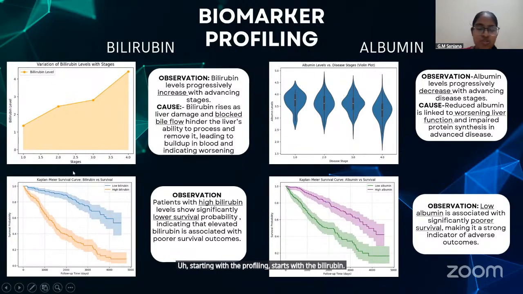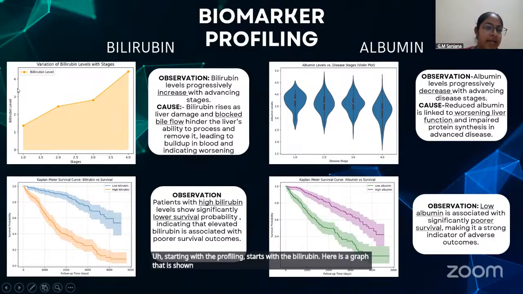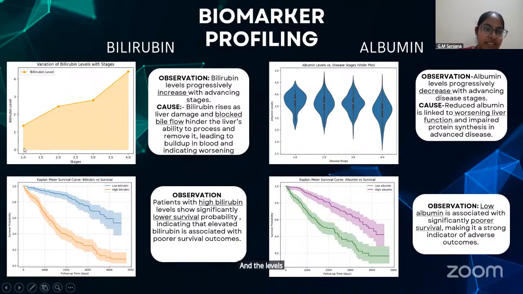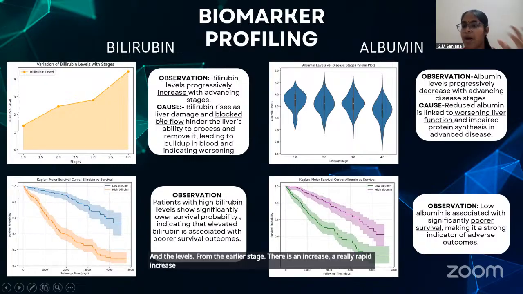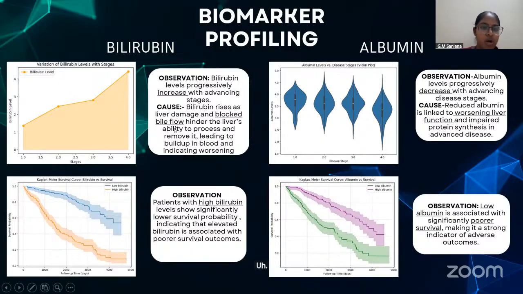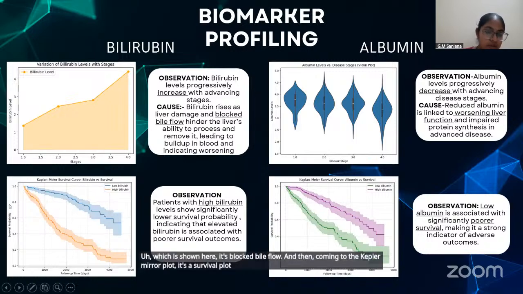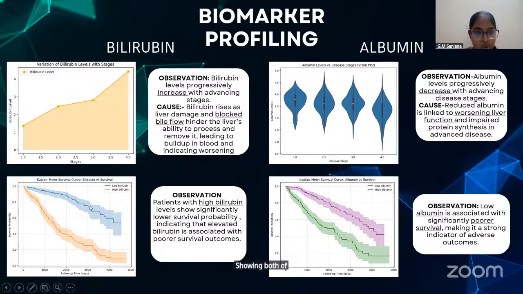Here is a graph shown with the stages and the levels. From the earlier stage, there is a really rapid increase because of the bile accumulation in the liver, and it's not able to get rid of it, which is shown here. It's blocked bile flow. Then coming to the Kaplan-Meier plot, it's a survival plot with time and survivability level, showing both high and low.